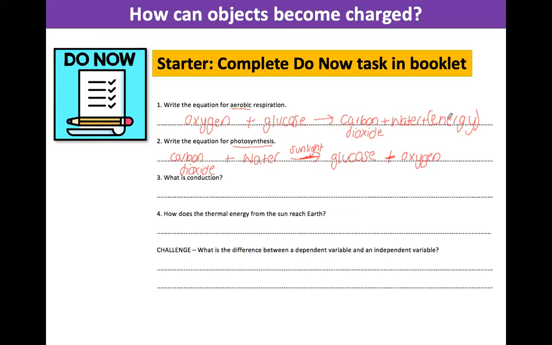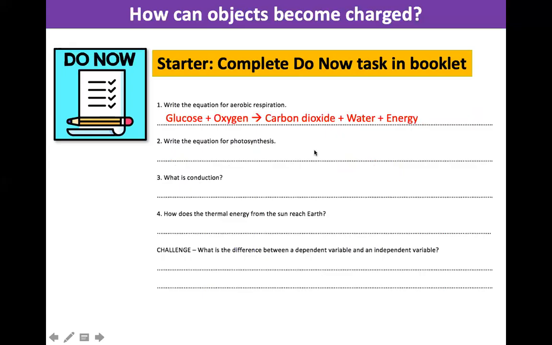And quick trick to help you with these equations, can you see how photosynthesis is just aerobic respiration reversed if you forget about the energy because that's in brackets? But can you see that it's just reversed? So that's one easy way to remember it. I've got this written in better writing, so there we are.